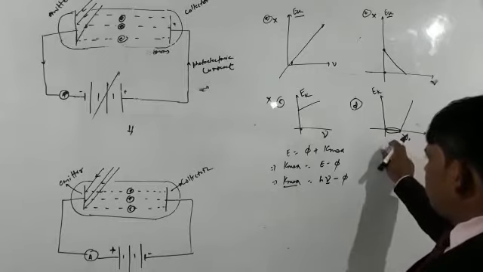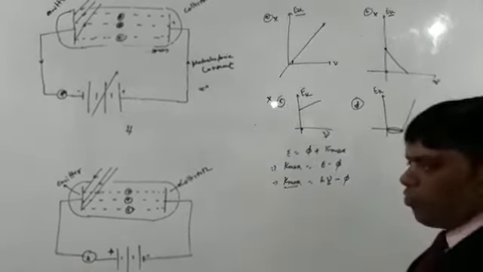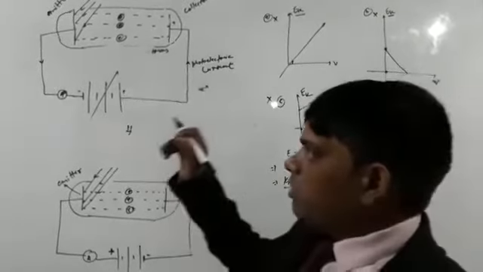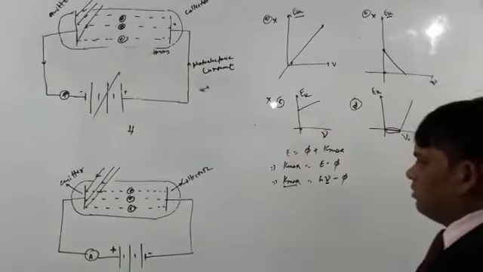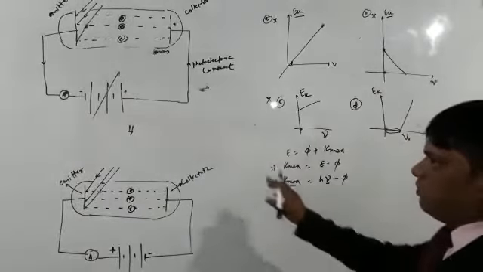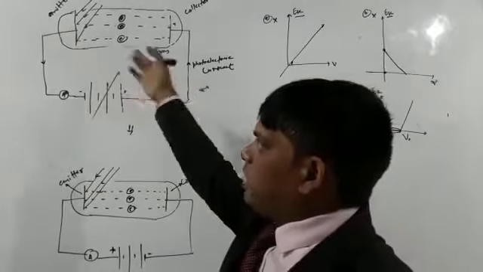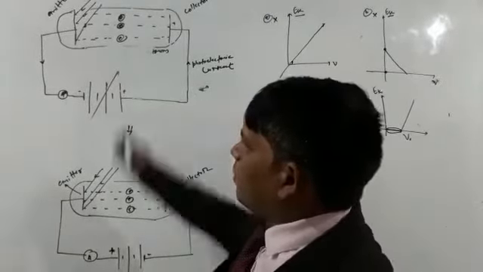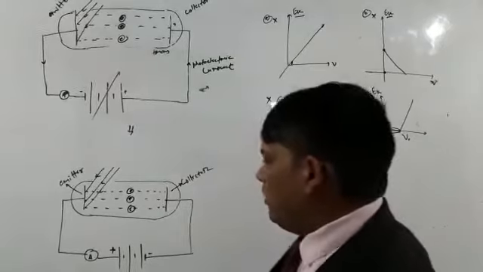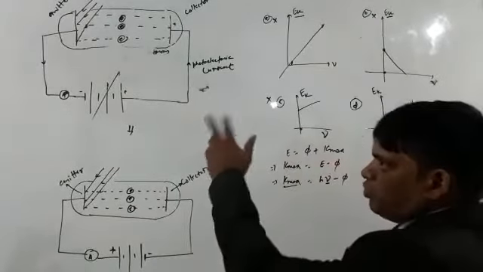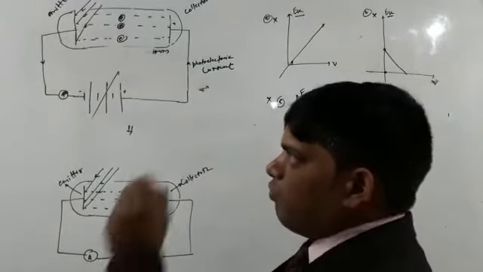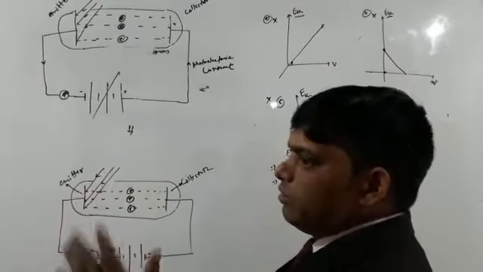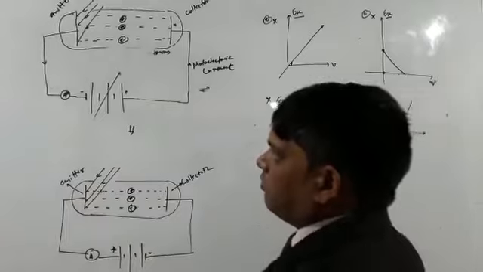So here the energy of the photon is not sufficient such that the electrons come out from the metallic plate. It means the electrons of the metallic plate are not getting sufficient energy from the photons so that they can eject out from the emitter.